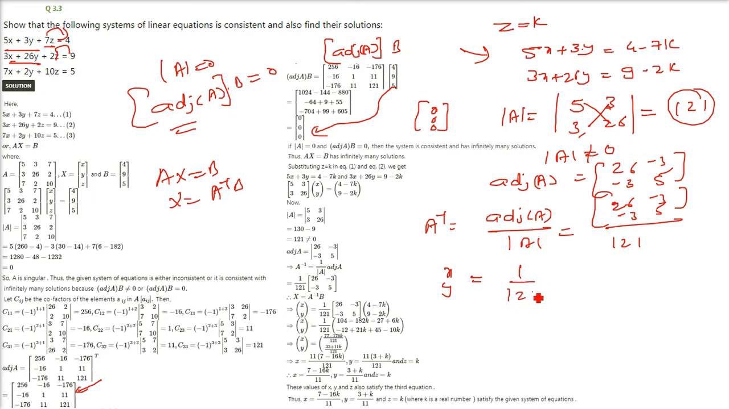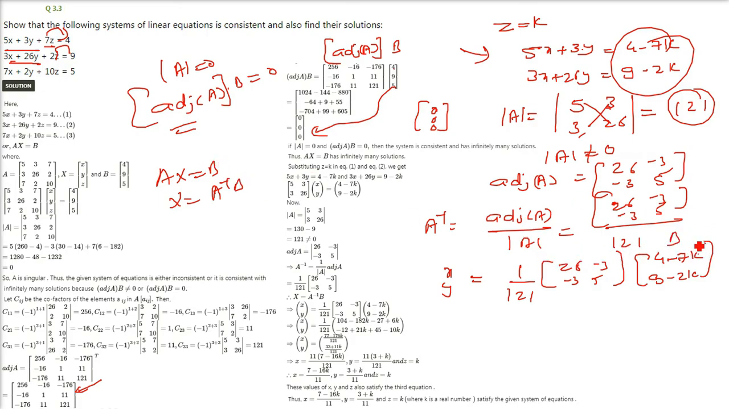So this is 1 by 121, 26, negative 3, 5. And now you have to multiply it with 4 minus 7k, 9 minus 2k, because these two are the constant values, our B matrix. Now when you solve this, you will get x and y in terms of k, because you have assumed z to be k. So you get x as 7 minus 16k by 11 and y as 3 plus k divided by 11.